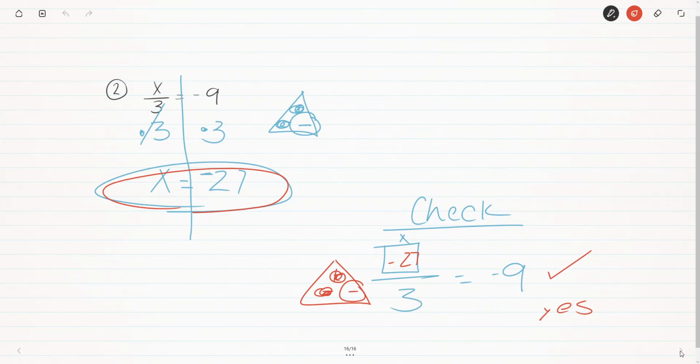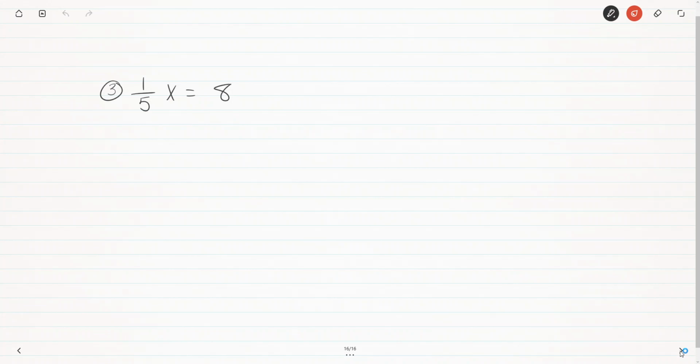Okay, last one you're going to try on your own. It's a fraction one. So go ahead and look back in your notebook if you need to. And go ahead and try this one on your own.